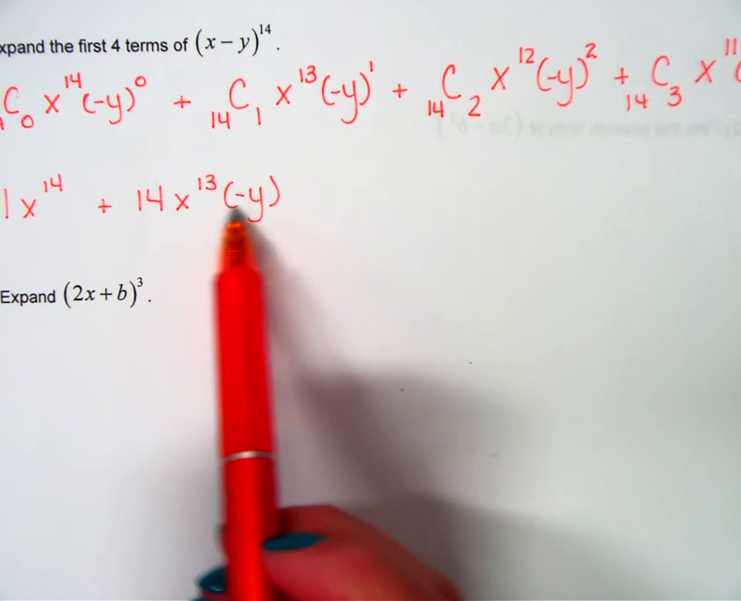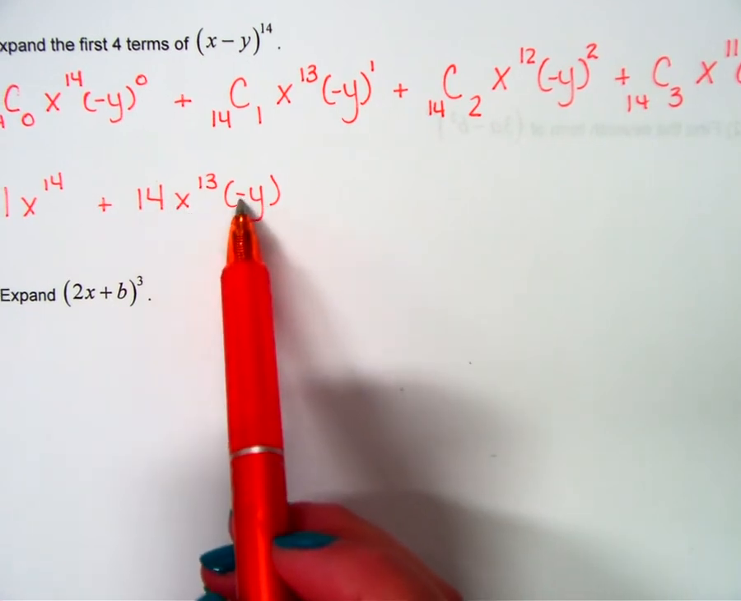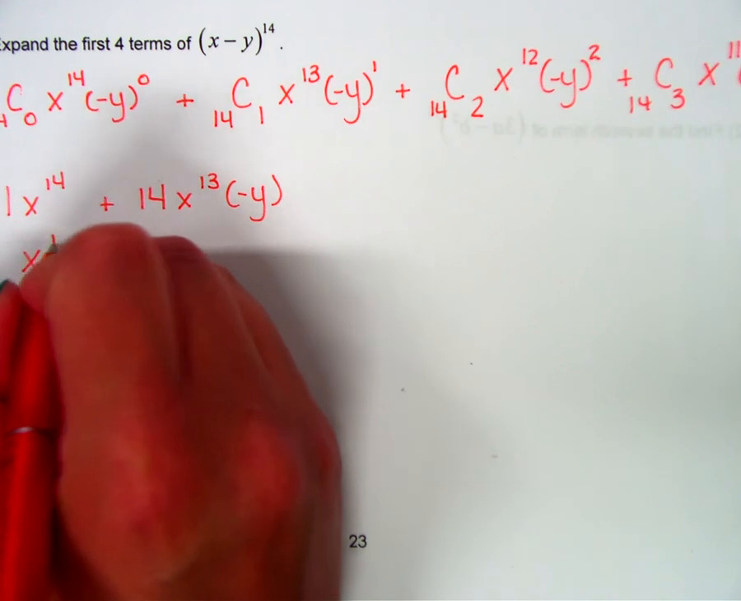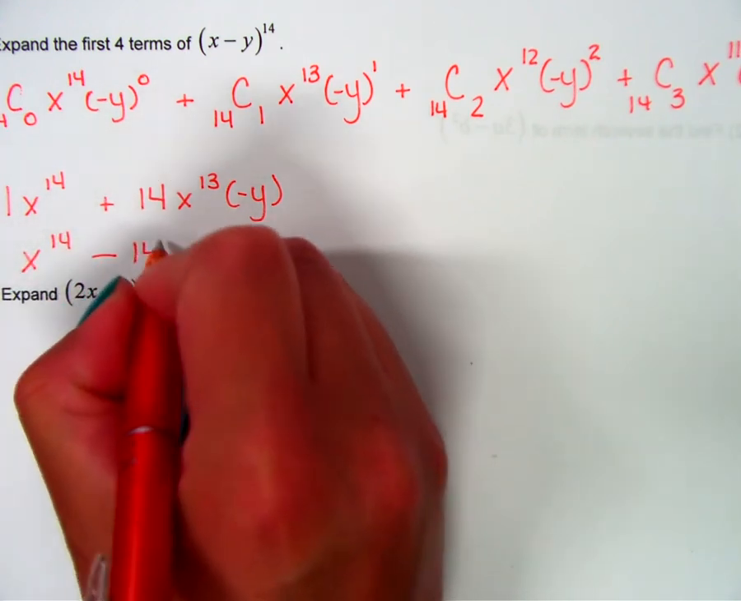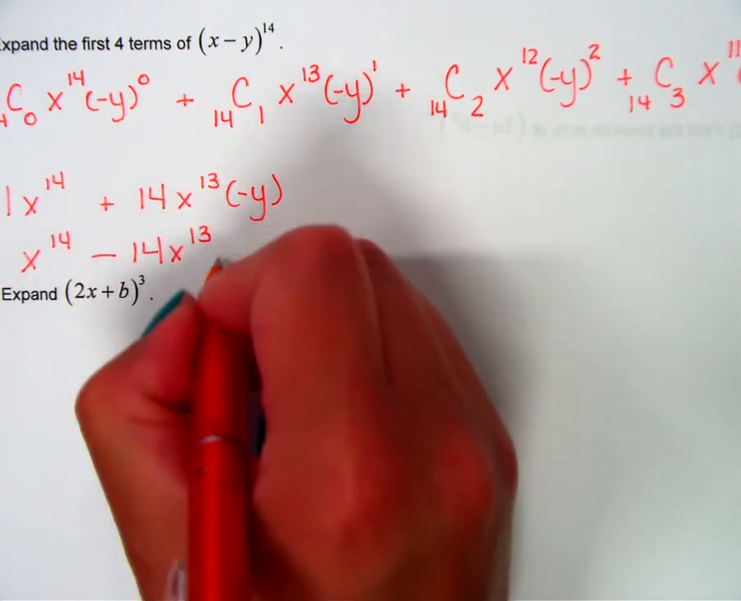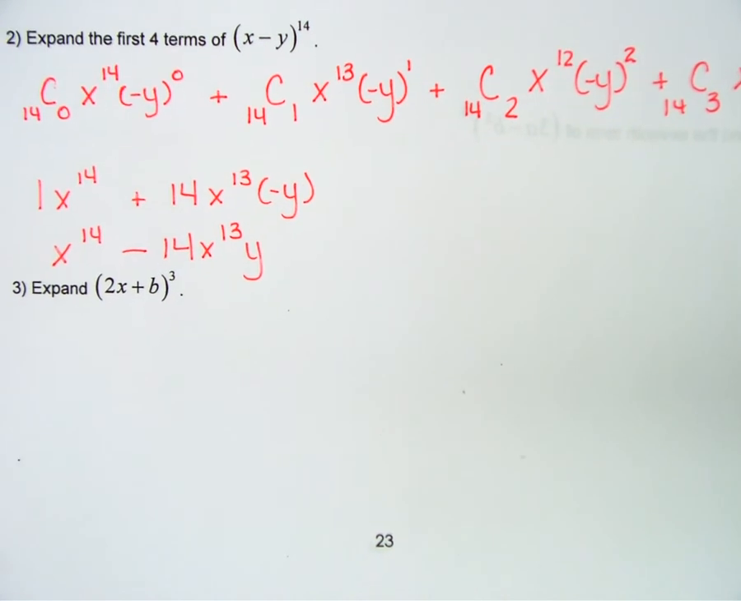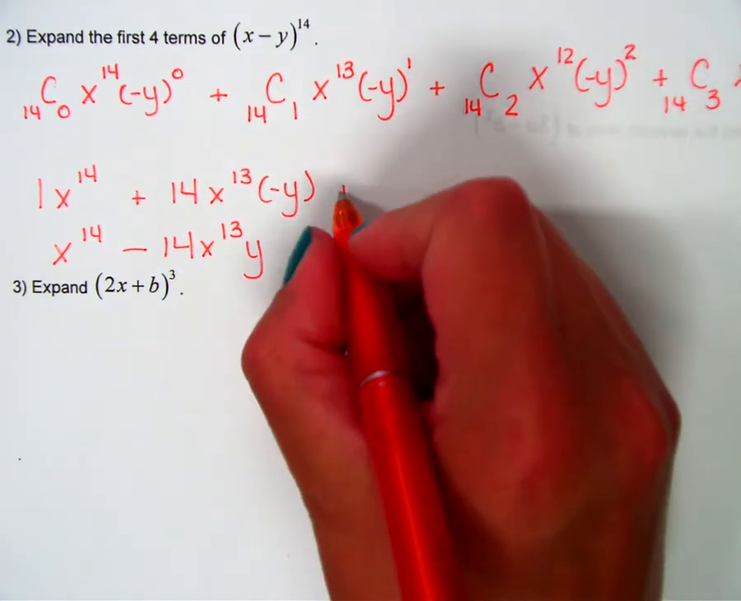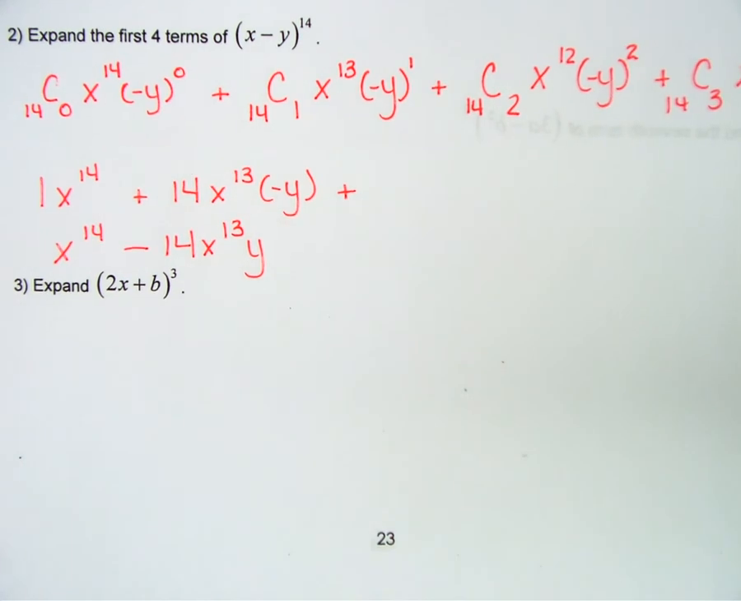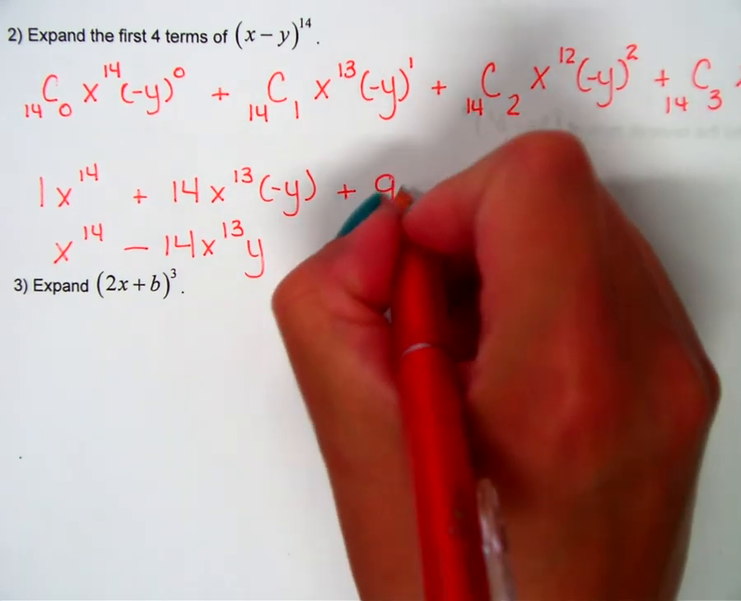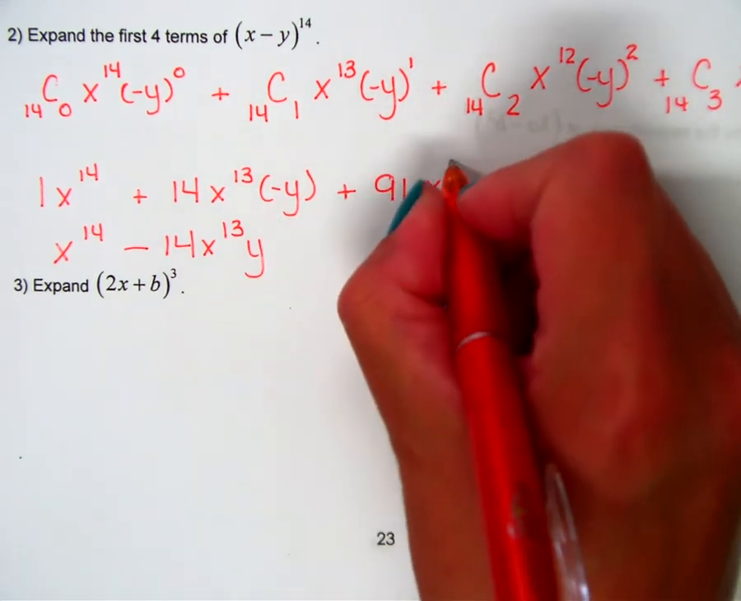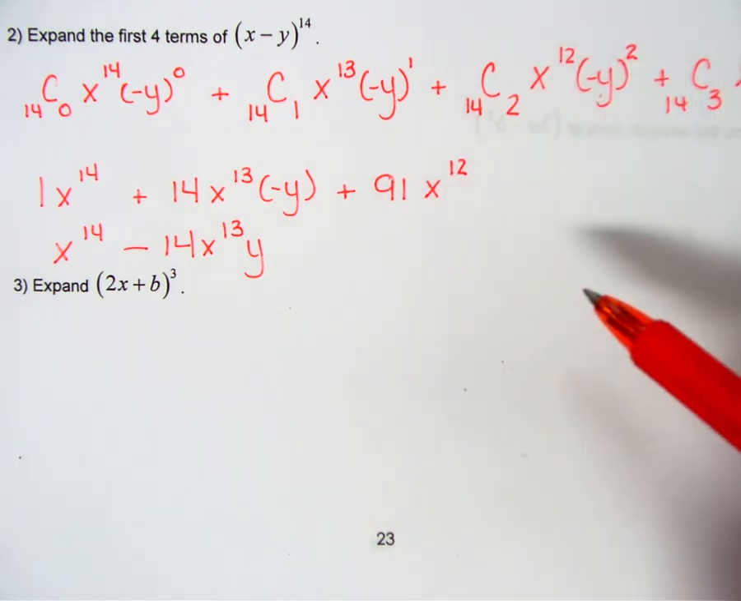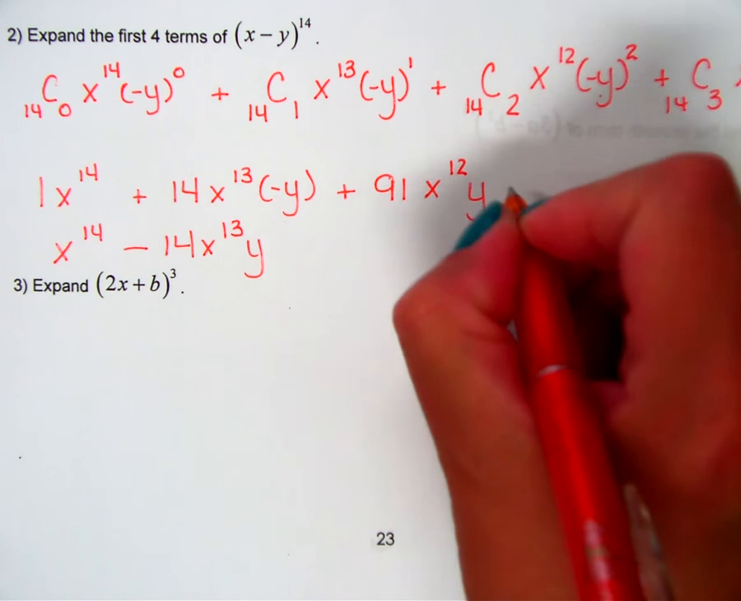Okay, so this is the thing with this term. If I multiply that coefficient of negative 1 through, that's going to be x to the exponent 14 minus 14x to the exponent 13y. Okay? All right, so let's go on to the next term. This is going to be 14 choose 2, 91, and negative y squared is positive y squared.